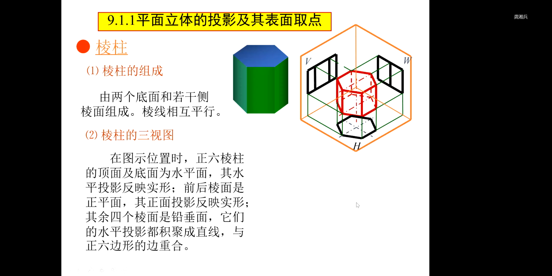This one, and the back one. But another two side planes, 1 and 2, have no true shape. Why? Because these two planes are not parallel planes. Only a parallel plane can represent the true shape. So this shape is shortened by the projection.